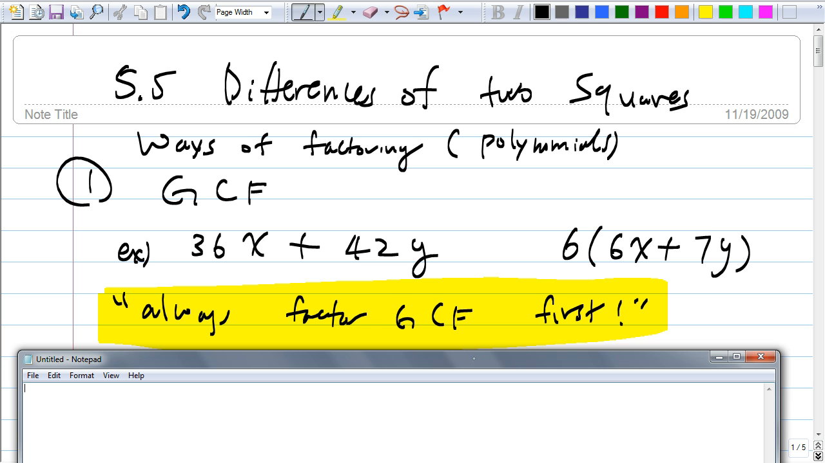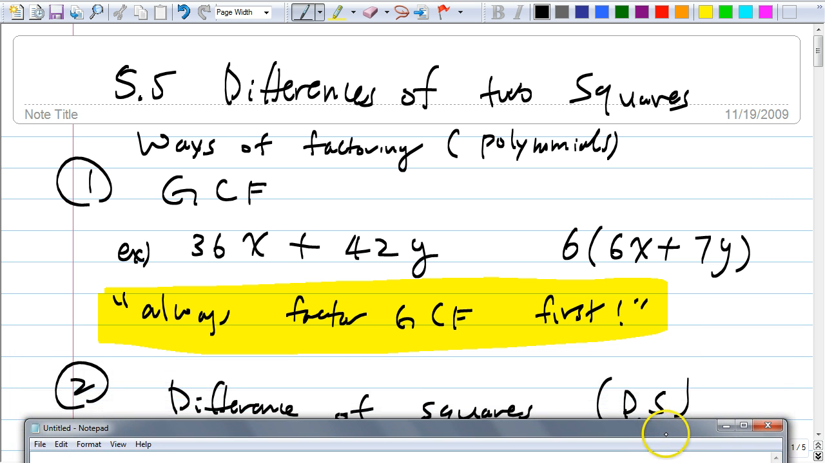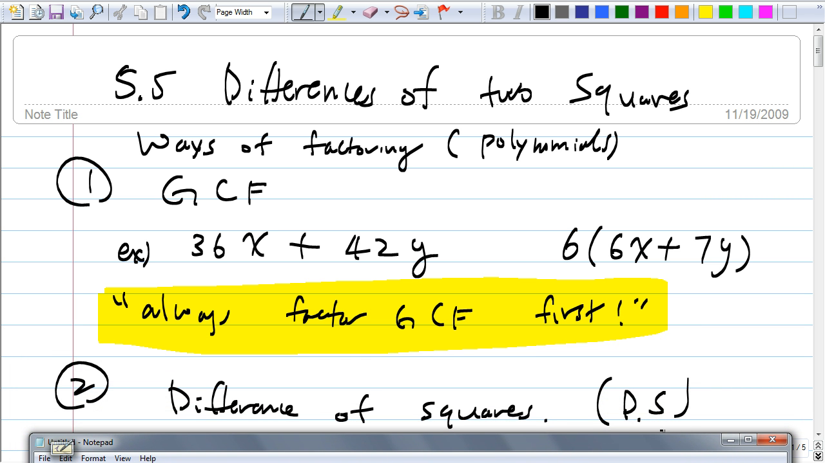And so the second method of factoring is called the difference of squares. I call it DS in short. Okay, it's difference of squares. So write that down. Difference of squares. So we're going to show you how we could factor some of these polynomials using this method, difference of squares. What does difference mean, by the way? Yes, sir. Subtraction. What does square mean?